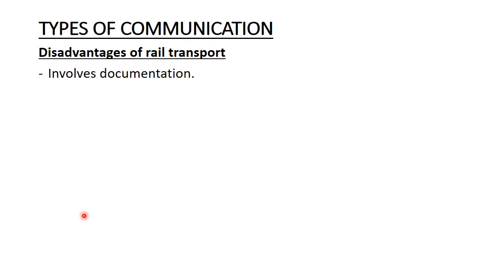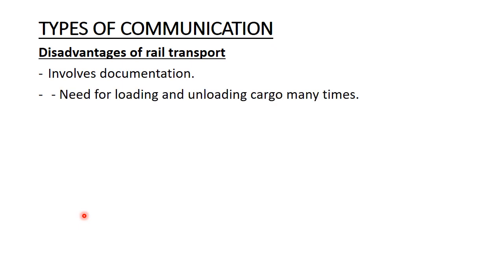What are the disadvantages of rail transport? The first is it involves a lot of documentation when you compare it with road transport. Also, there's need for loading and unloading cargo so many times. Also, trains cannot go anywhere. They can only go where there is a rail line. So, for example, between Lusaka and Chipata there is no rail line, so you can't transport goods to Chongwe, for example, which is between Lusaka and Chipata.